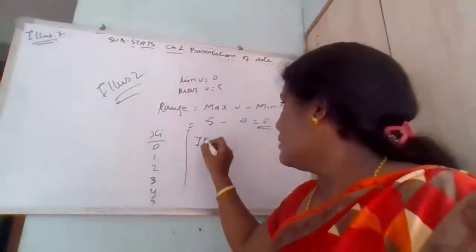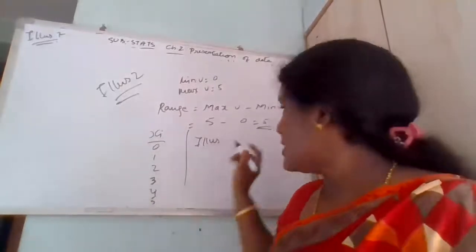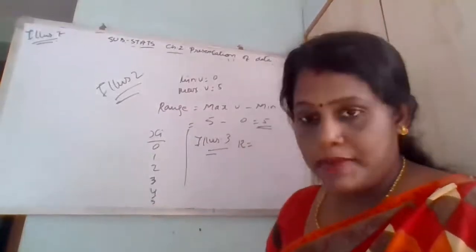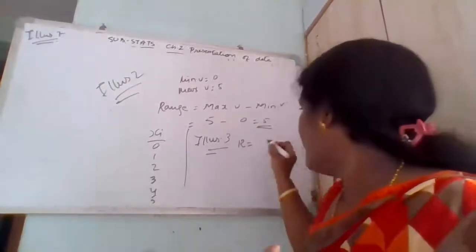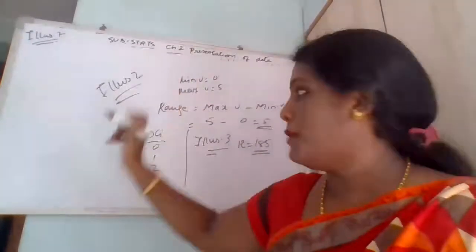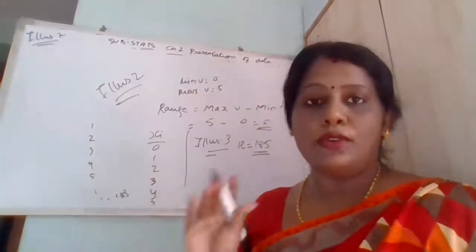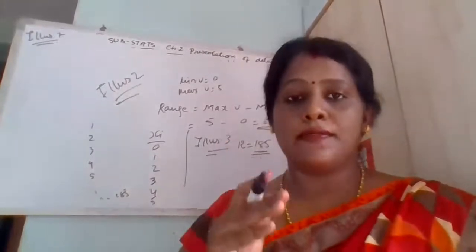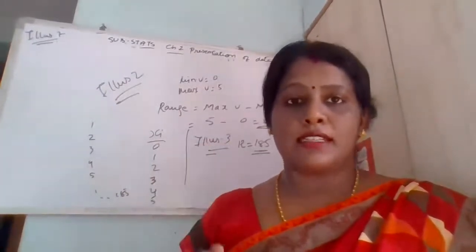Now in illustration number 3, it was asked range comes to, see, I am directly writing the range. In illustration number 2 your range is 185. So this 185 is a bigger number, which means you can't write 1, 2, 3, 4, 5 till 185. That's why you are finding the class. If the range is a greater number, then you can go for a class.